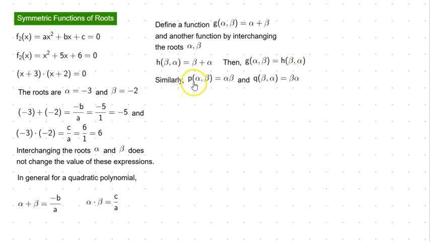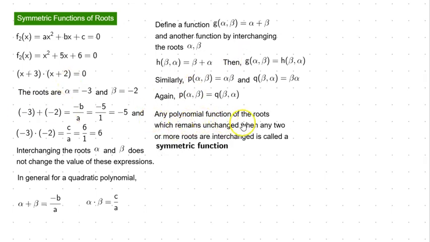Similarly, p of alpha comma beta is equal to alpha beta, and q of beta comma alpha is equal to beta alpha. So again, p of alpha comma beta is equal to q of beta comma alpha. So basically it is the same thing, the numerical example that I took, I'm putting it using symbols. That's the only difference as of now.